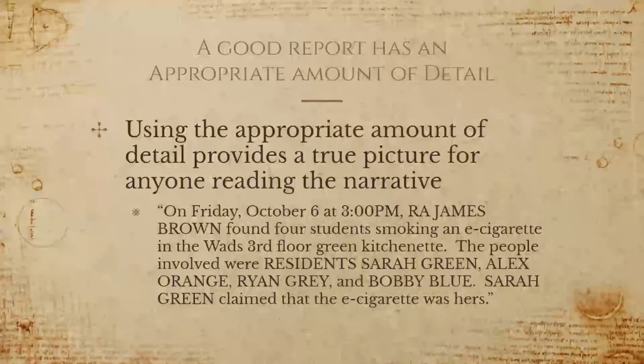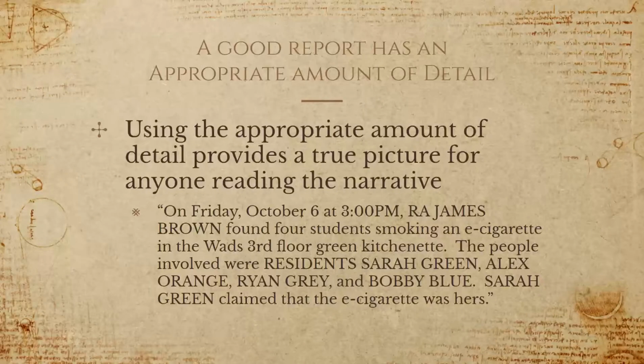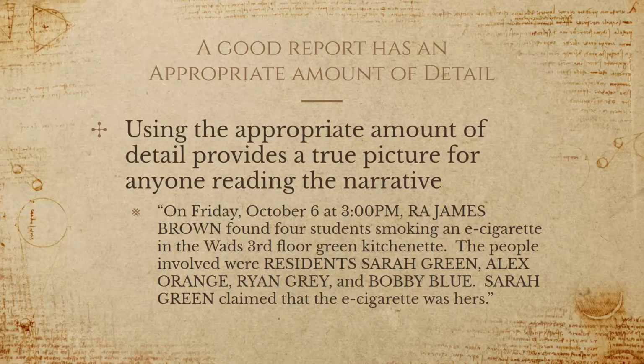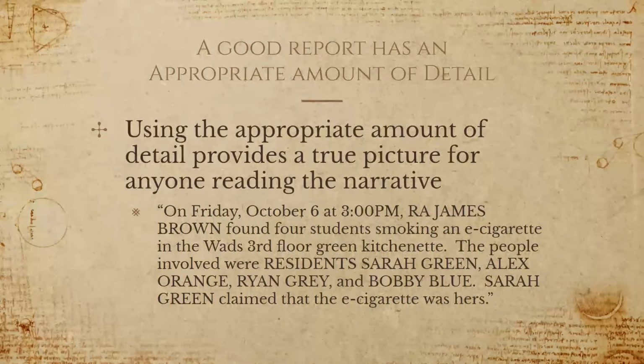So the next piece is making sure your report has a good amount of detail, or an appropriate amount of detail. Having too much or too little can get really confusing, but having just the right amount is really helpful for us who are reading this report after you and may never be involved in the situation other than the follow-up. So an example of this is: on Friday, October 6th at 3 p.m., R.A. James Brown found 4 students smoking an e-cigarette in the WAD's third floor green kitchenette.